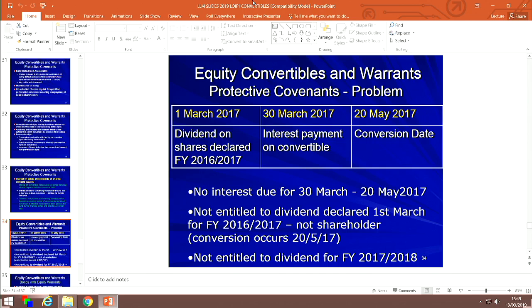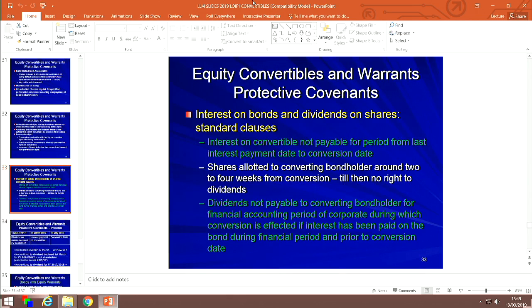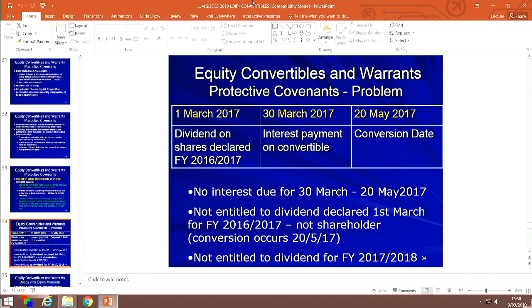So no interest. Secondly, there was a dividend declared on the 1st of March. It's not entitled to that dividend because it does not become a shareholder until after the conversion date on the 20th of May 2017. So that's okay. But then comes the next one, this clause which says, dividends are not payable to the converting bondholder for the financial accounting period of the corporate during which the conversion is effected if interest has been paid on the bond during the financial period and prior to conversion date. Now let's apply that to these.